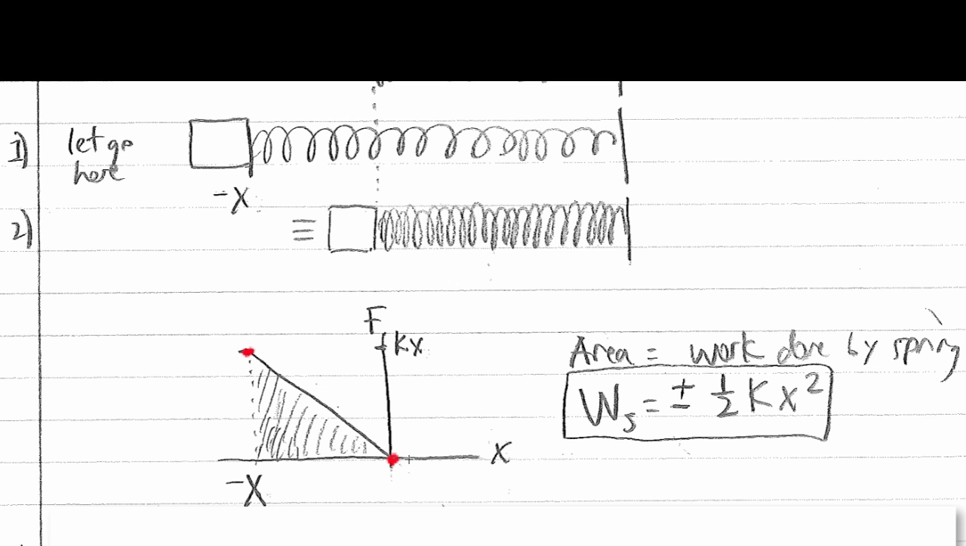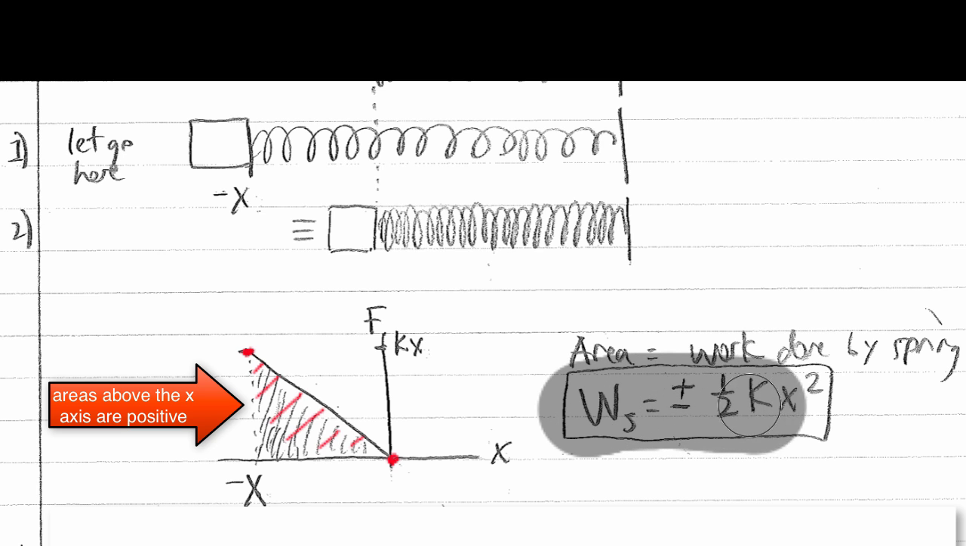To figure out the work done by the spring, we just calculate this area under the curve. How do I do that? Well, I know this distance right here is x. This distance up here is kx. What's the area of a triangle? Very simply, 1/2 base times height, and that's this. So the work done by a spring is plus or minus 1/2 kx squared.